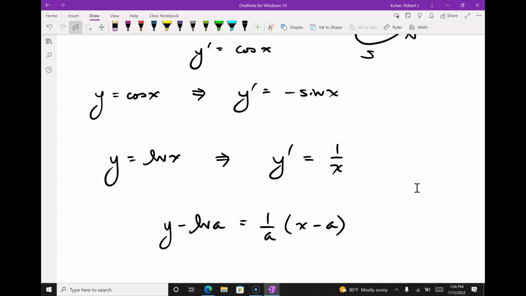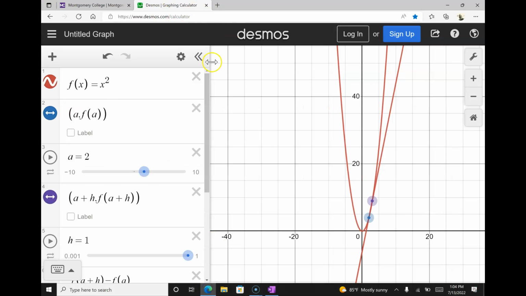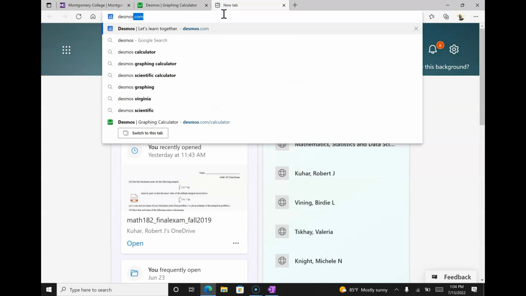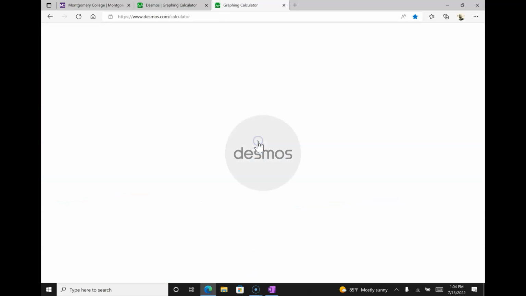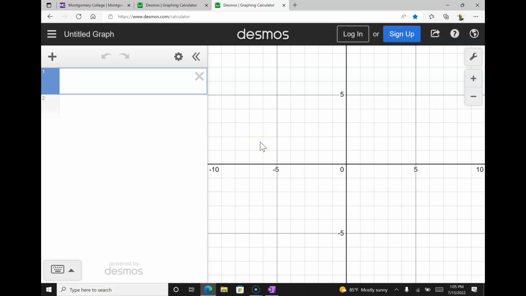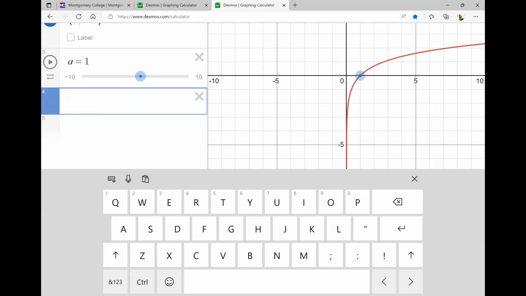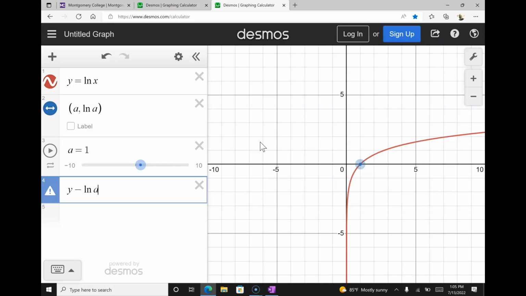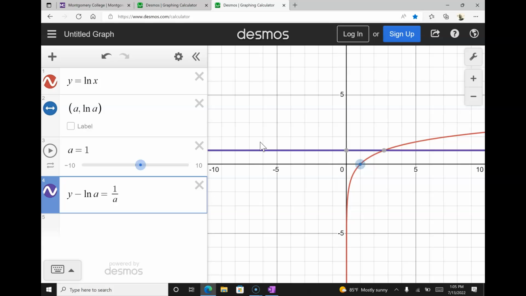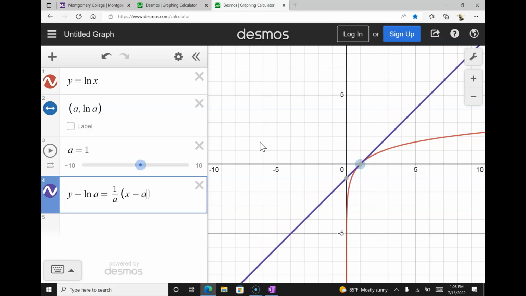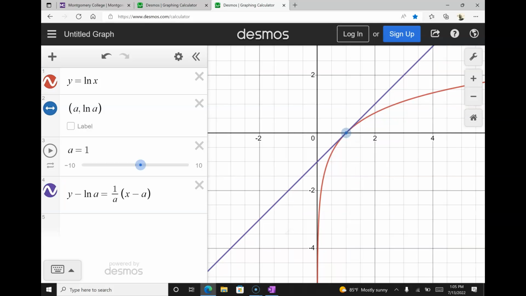So I'm going to start a clean file on Desmos. Of course, if you're logged into Desmos, you can save the one you just did, right? But I'm just going to create a brand new one because I'm lazy. And I'm going to do y equals ln of x. There's my function. I want to plot the point a comma ln of a. And I want to plot that tangent line. Y minus ln of a equals 1 over a times x minus a. Sweet. Tangent line.